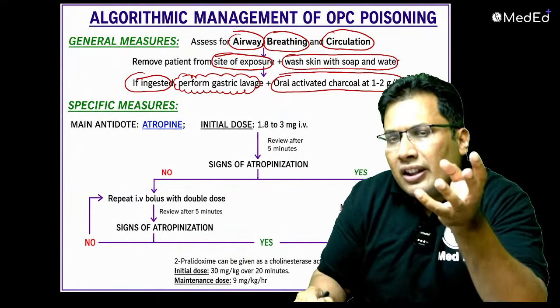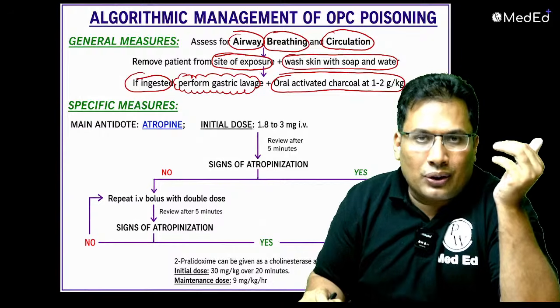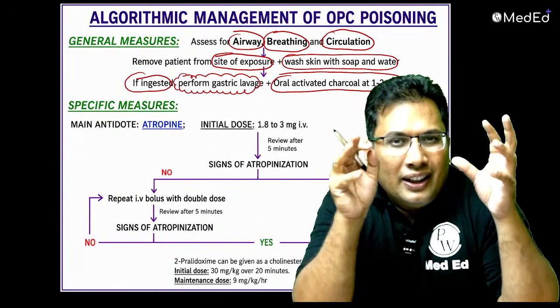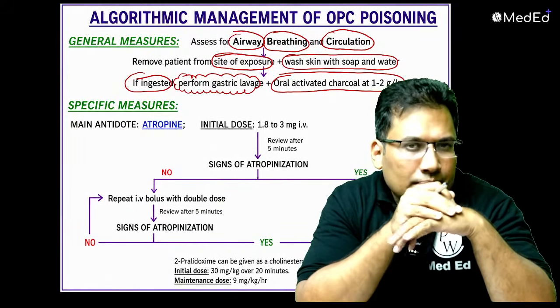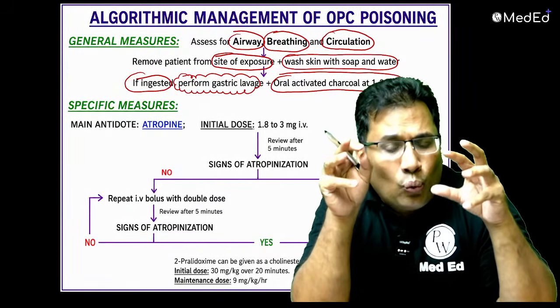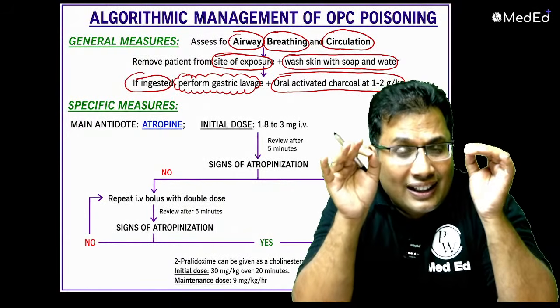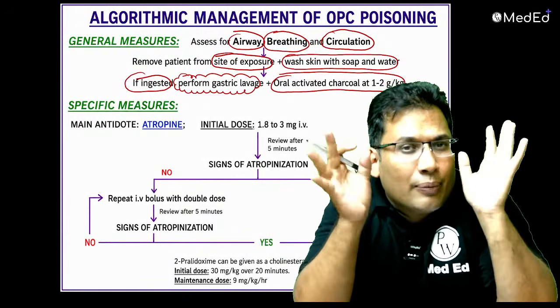The oral activated charcoal is a physical antidote. It binds to the pores present on the stomach. It inhibits the further absorption. The dosage is around 1 to 2 gram per kg body weight. Say, for example, a 50 kg man, around 100 gram is given.